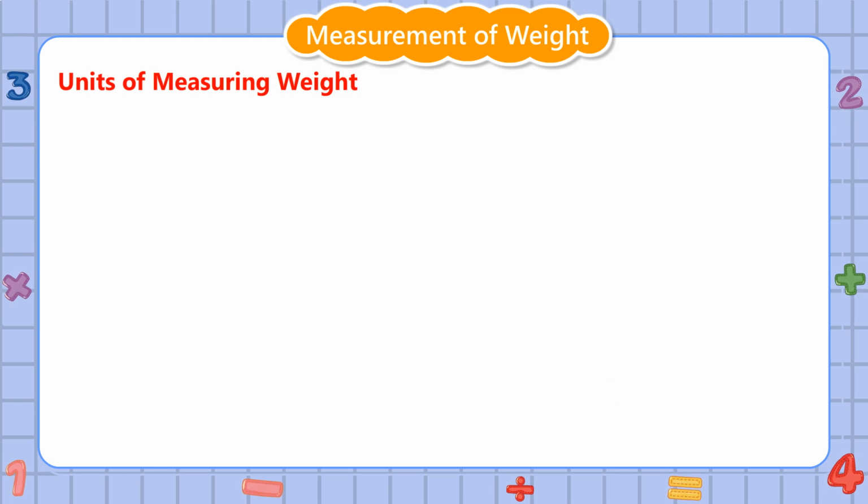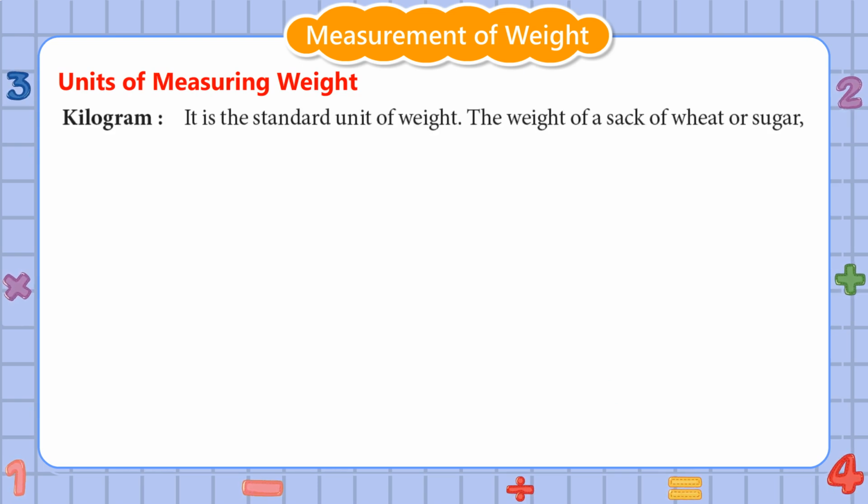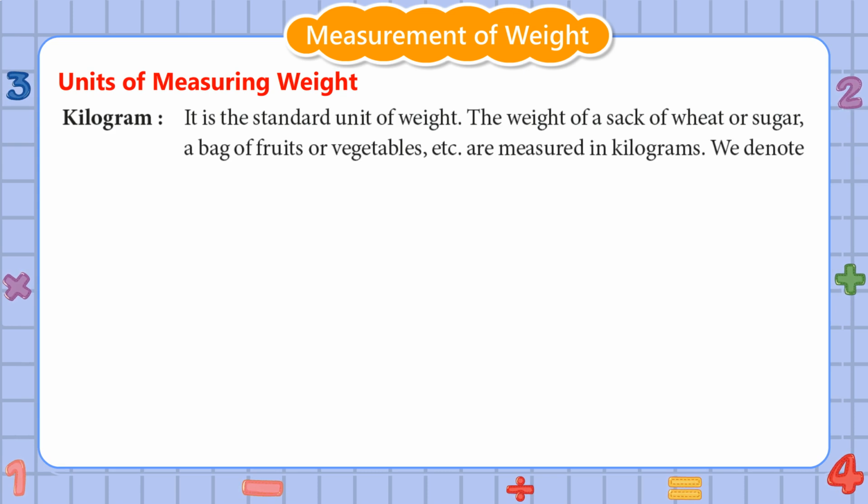Units of measuring weight. Kilogram. It is the standard unit of weight. The weight of a sack of wheat or sugar, a bag of fruits or vegetables, etc. are measured in kilograms. We denote kilogram by kg.